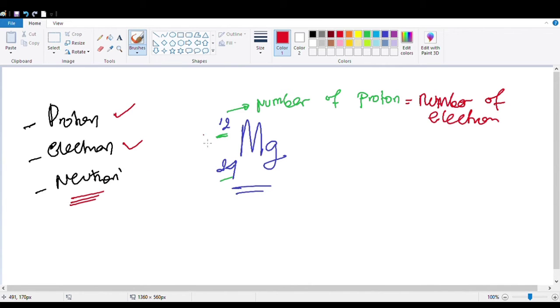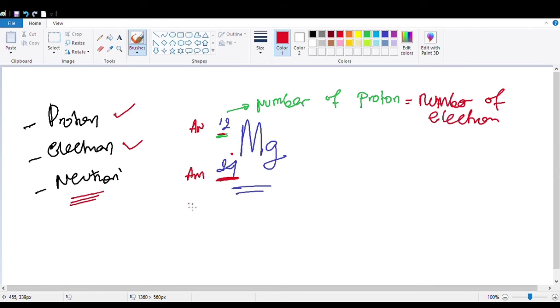You see another number here, a bigger number than the atomic number. So this is also called the atomic mass. If you want to recognize which one is the atomic number and which one is the atomic mass, the atomic mass is always bigger than the atomic number.